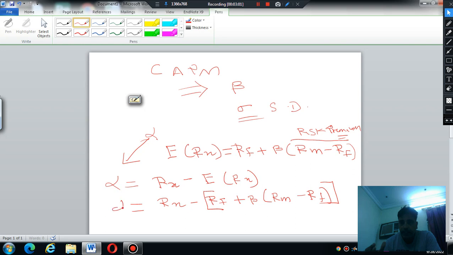So alpha, for example, if it is found, there is a possibility it may be positive, it may be negative, and it may be zero as well. If it is found positive, that means you must buy the stock. If it is found to be negative, then you must sell the stock, and if it is found to be zero, for example, then it is suggested to hold that particular stock.